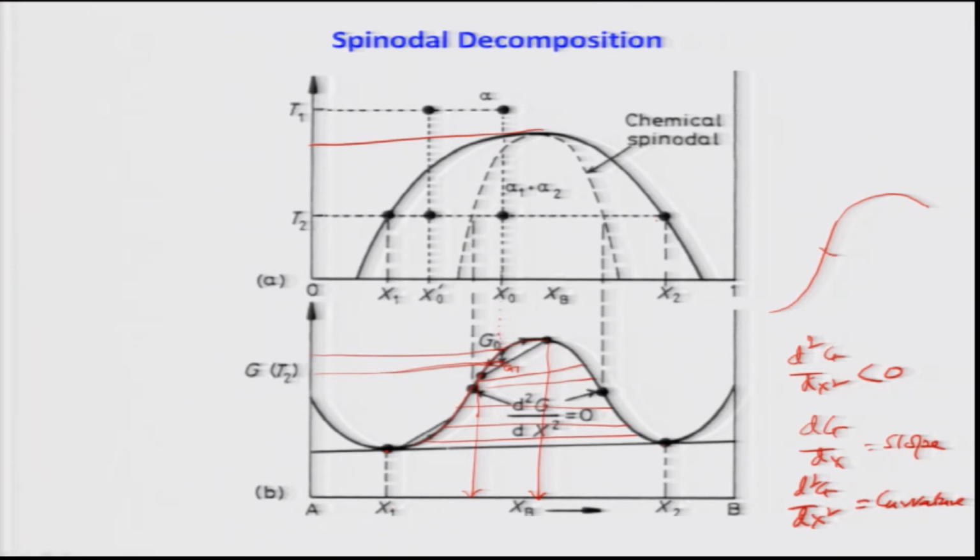But alloys whose compositions lie between the chemical spinodal and the solid line, here also between the chemical spinodal and the solid line, they will undergo nucleation and growth. This kind of decomposition will happen, but it will happen via nucleation and growth. Okay, so for any alloys outside this chemical spinodal, small variations in composition will lead to an increase in free energy. Okay, and the alloy therefore is metastable.